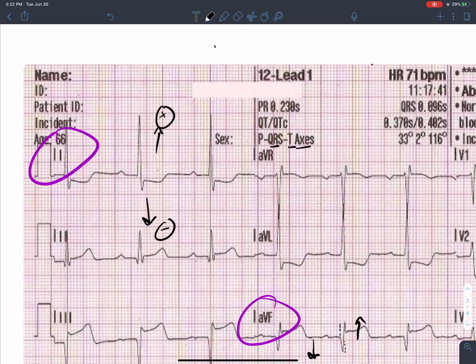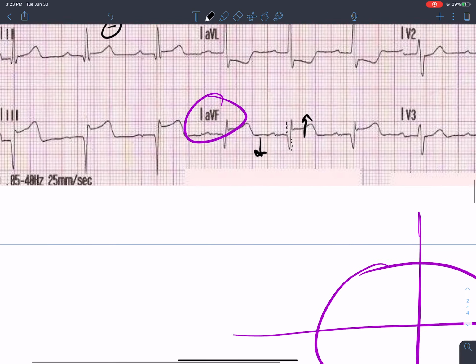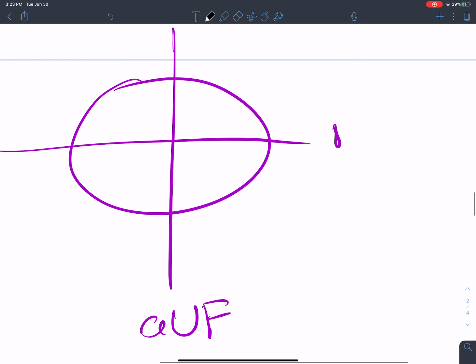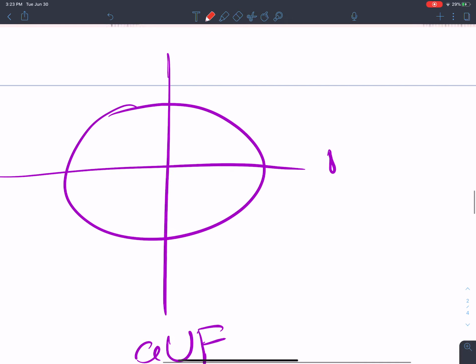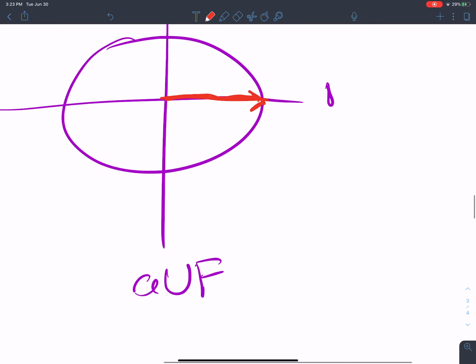Now you have more than 3 brain cells, so you can see that, hey, check it out. This is going mostly up. QRS going up. There's a little bit going down here, but most of it's going up. So we're going to say lead 1 is overwhelmingly positive. And so we're going to add that to our little graph here. Positive.